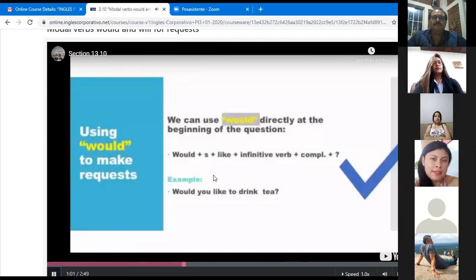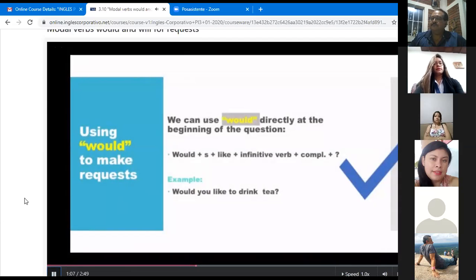We presented would and will in a conversation and then on a previous chart. But now let's work on them. Using would to make requests. Would is used when we make requests in English. It is a more polite way to make your requests to someone, especially when you're not familiar with them.